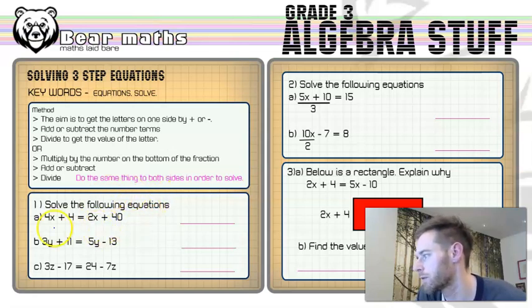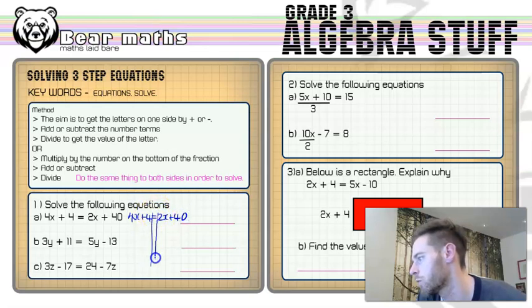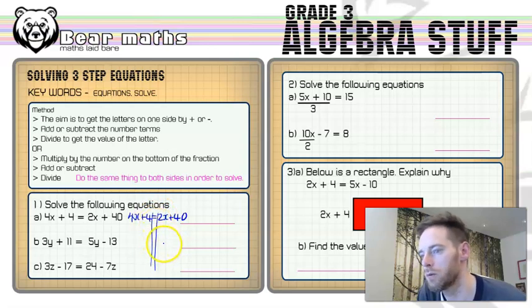So let's look at the first one, question number 1. What we've got is 4x plus 4 equals 2x plus 40. The aim is to get all the x's on one side, so that would be the first thing that I would do. What side's got the least amount of x's? Well, it's the right-hand side, and I'm going to take those 2x's away from that side. I'm going to do that to the other side as well, because that's the golden rule. That's the thing you always do, same thing to both sides.